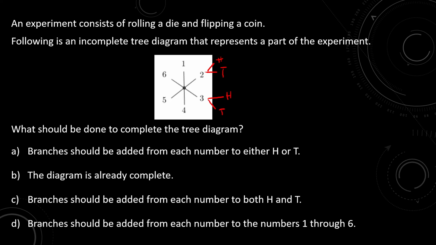So I need to add branches that have heads and tails attached to it. So B obviously is not correct. And D is also not correct. Between A and C, we need to read these carefully. So A's branches should be added from each number to either H or T. Branches should be added from each number to both heads and tails. So C is correct here. We want to add branches to each of the numbers that go to both heads or tails, not just one or the other.